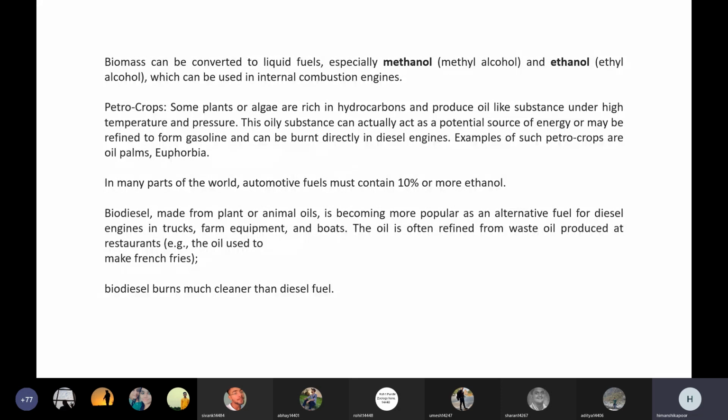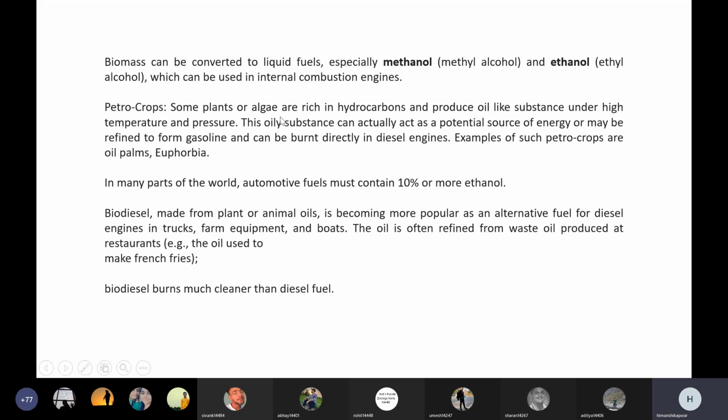And since the production of biodiesel or biofuel is environmentally friendly, we can suggest, and it would be good, that it is used as an alternative fuel to diesel or any other petroleum form. It will reduce the burden on the conventional resources of energy. And another advantage is that biodiesel burns much cleaner than diesel.